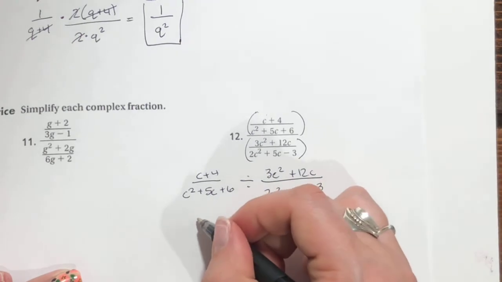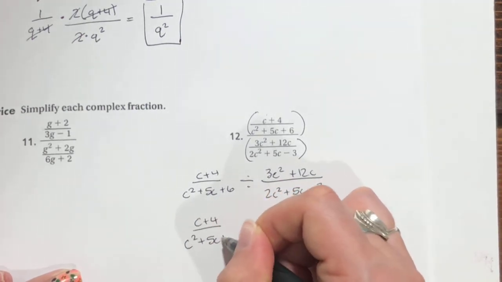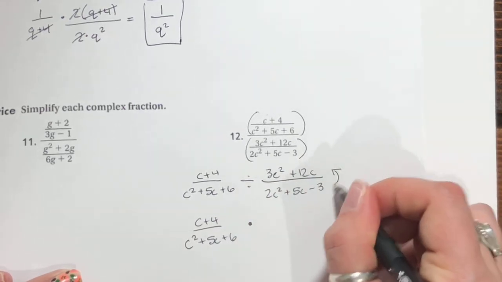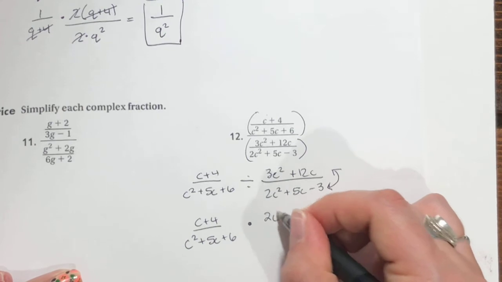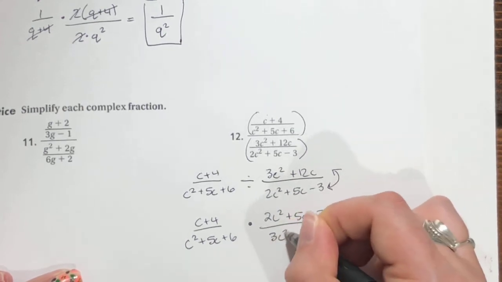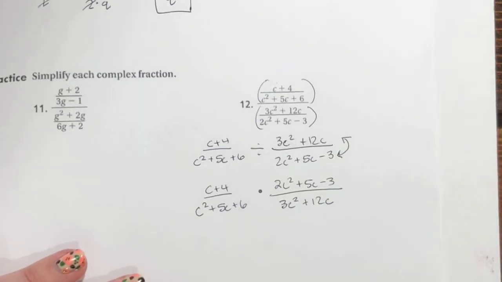So then you would keep c plus 4 over c squared plus 5c plus 6, change it to a multiply, and then flip this guy upside down so that the 2c squared plus 5c minus 3 is on the top, over 3c squared plus 12c in the bottom. And then it's just like what we've been practicing. So you would go through and reduce and then cancel. But for sake of time, I'm not going to finish that one. Just don't be afraid of them.